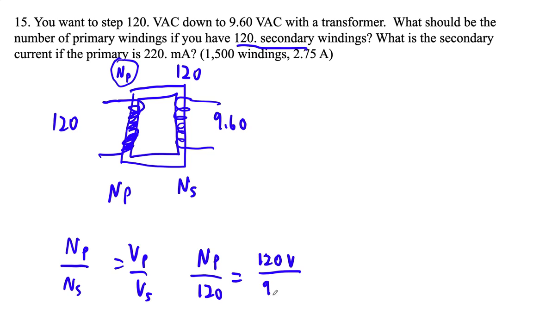And then 9.60 volts. There we go. I'm putting the voltage on there to distinguish the 120 volts from the 120 windings. This is just a pure number, by the way. There's no units to it. Okay, so we're solving for this. So this is going to be 120 windings times 120 volts divided by 9.6 volts. And that's exactly 1500 windings.